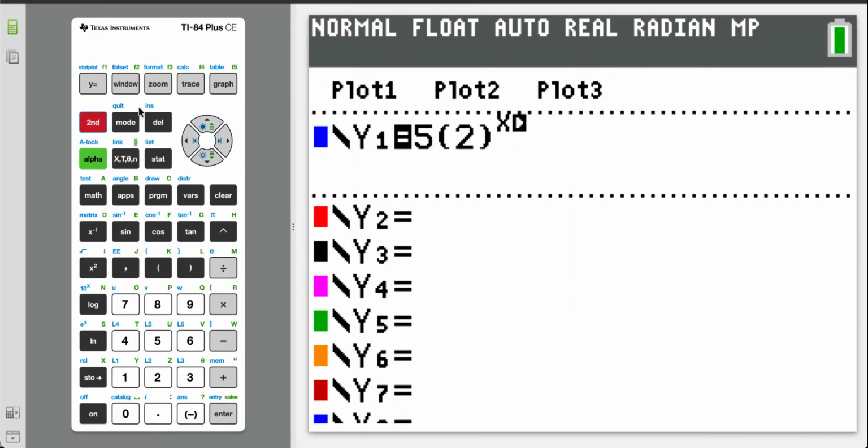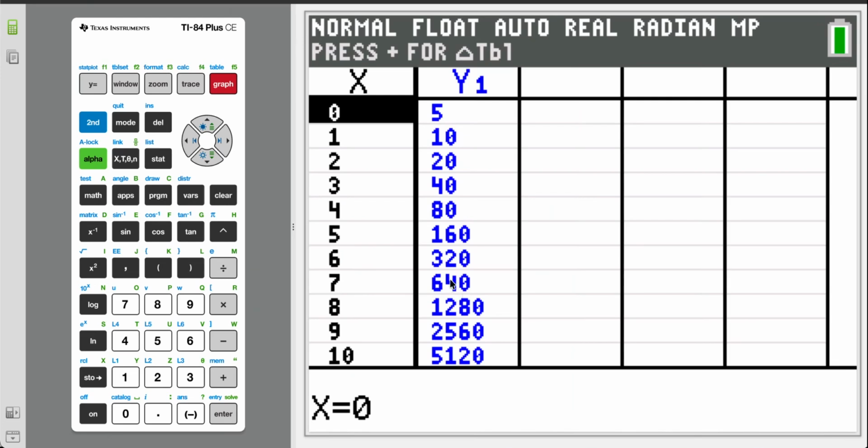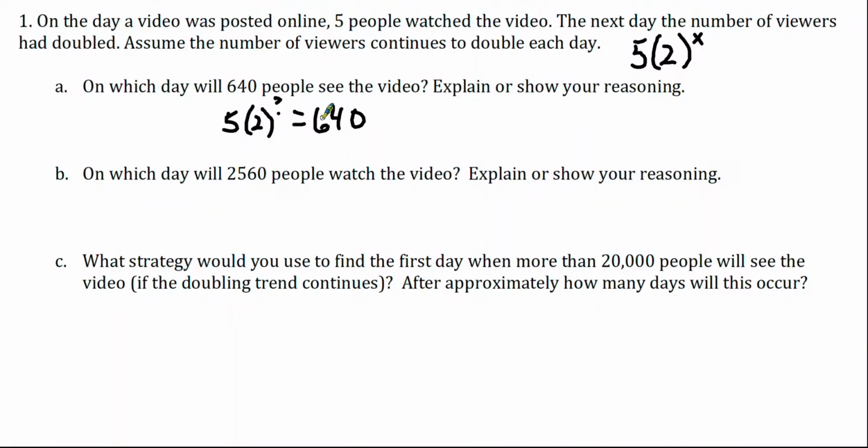So now if I go to my table, I can see that 640 shows up after 7 days, right? So this question mark here would really be a 7. 5 times 2 to the 7th power equals 640. So my answer is 7 days. And I mean, this is the explanation for that.